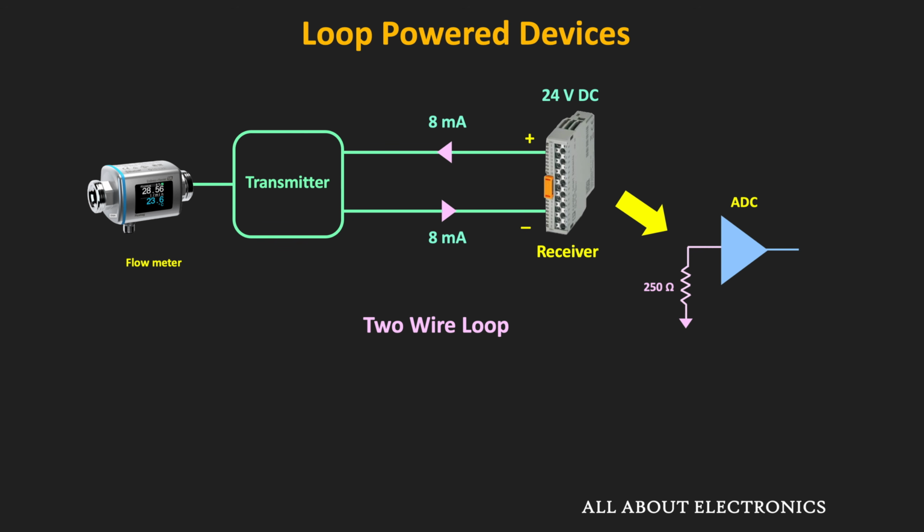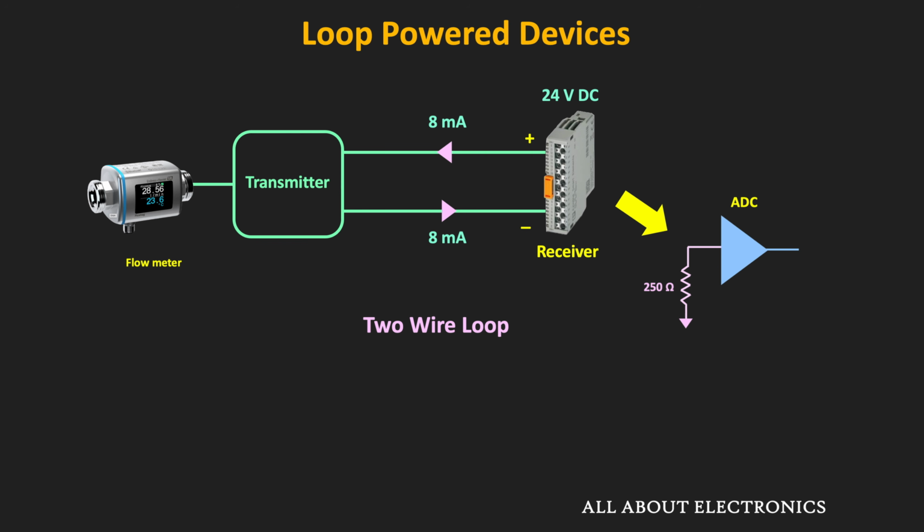So the point is, in this 4 to 20 milliampere loop, using the same signal current, it is possible to power up the transmitter. And therefore, these transmitters are known as the loop powered device. That means they can get powered up using the loop itself.